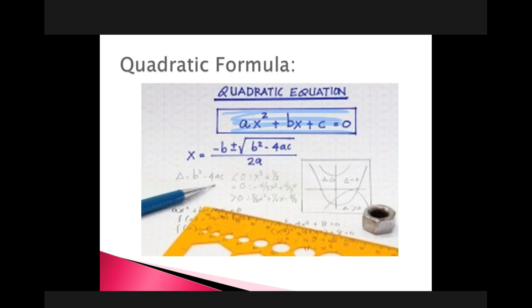The quadratic formula says that we take negative b plus or minus the square root of b squared minus 4ac all over 2a. So this right here in that yellow box is your quadratic formula. The a, b, and c come from standard form of a quadratic equation. So we use standard form of a quadratic equation to get the parts of the quadratic formula.